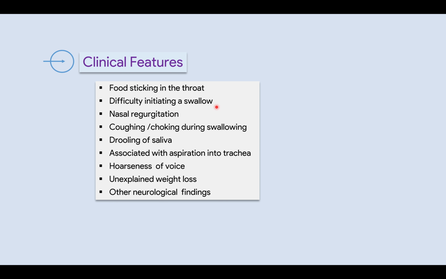That means in the pharyngeal phase, as I mentioned, your larynx should be covered up. That means it should stop the food from entering into the trachea. So as there is oropharyngeal dysphagia, a patient might have nasal regurgitation.